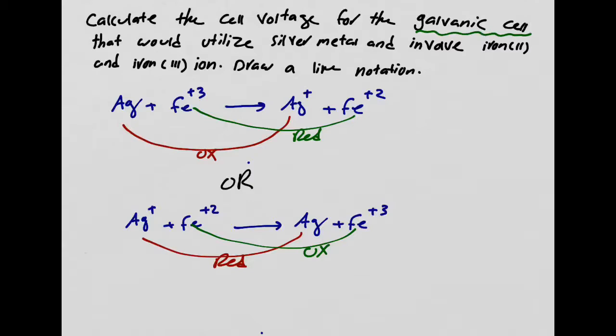Because I didn't give you any information. I just said we have iron plus 2 and 3, and then the silver metal. Now you figure it out. I can have silver being oxidized and iron being reduced, or I can have silver being reduced and iron being oxidized.